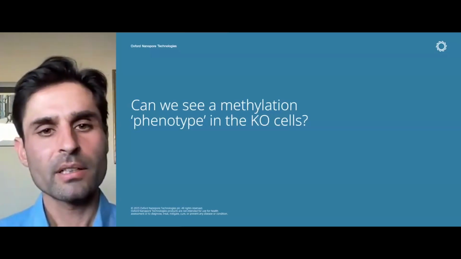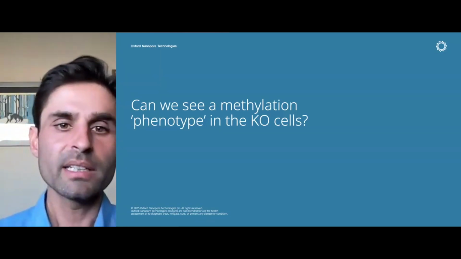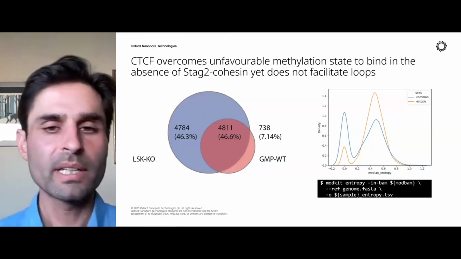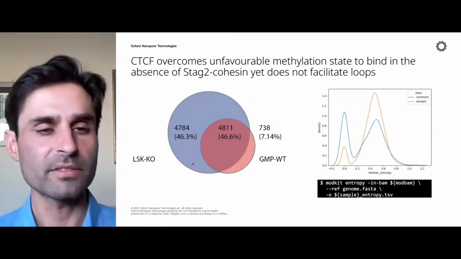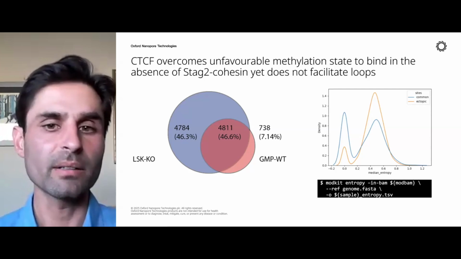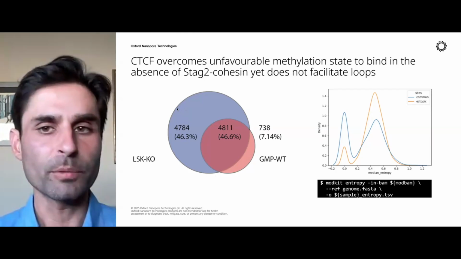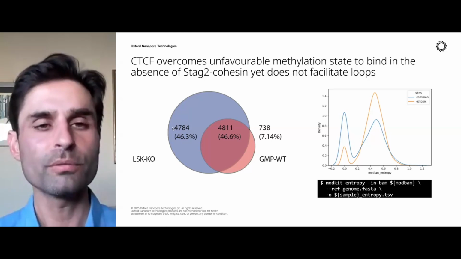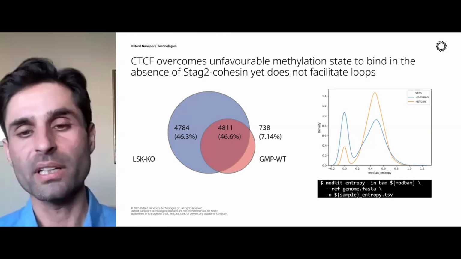All right, so the question is, can we start to see a phenotype in the methylation in these knockout cells? As I mentioned before, you have this big gain of CTCF binding locations in the knockout. Let's start looking at what's going on at what we call ectopic sites, these new CTCF binding locations, compared to the ones they have in common.